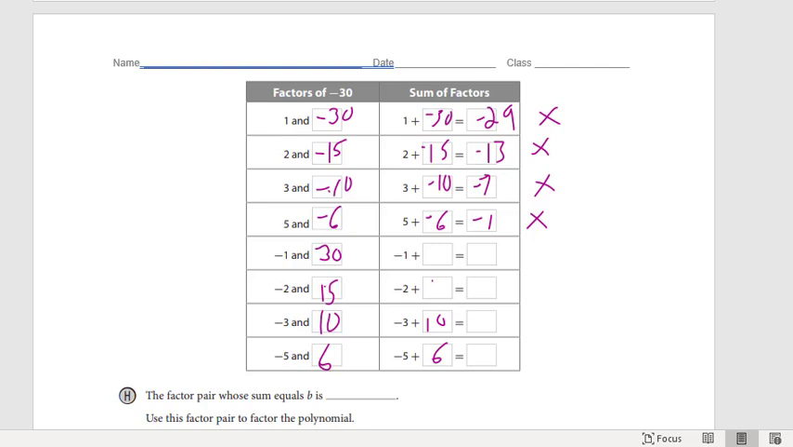So I'll write those in there. 30 minus 1 is positive 29. Nope. 15 plus a negative 2 is 13. That's what we're looking for. We can finish the rest. This one's 7 and this one is positive 1. So the pair that we're looking for is negative 2 and 15.